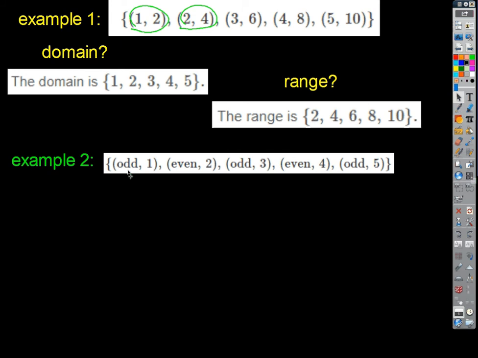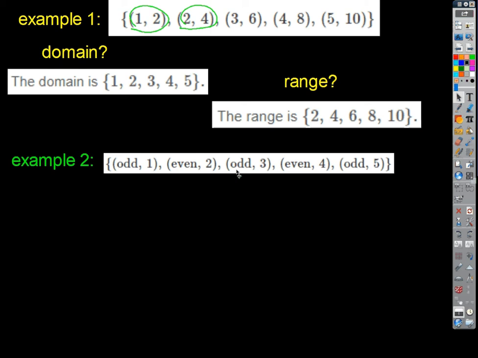Odd number. Okay, so this first ordered pair is saying if I input an odd number, what's the output going to be? 1. This one tells me if I input an even number, the output is, input an odd number, the output is, etc., right? Okay, so what's the domain of this one?